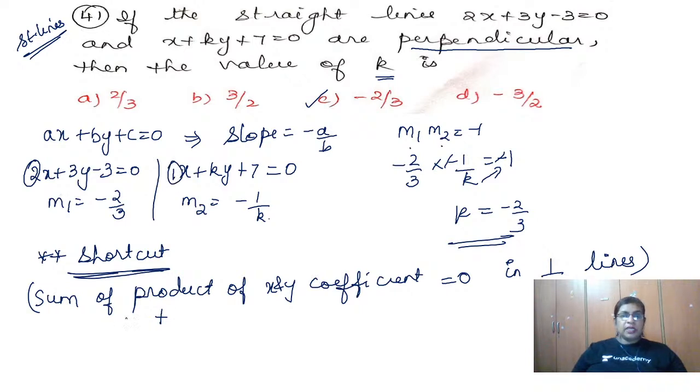So 2 into 1 is 2. Next, the coefficient of y, tell me, who is the coefficient of y? 3. And in the other line the coefficient of y is k. So plus 3k is equal to 0, that is 2 plus 3k is equal to 0. So what you got? 3k is equal to minus 2. So k is equal to minus 2 by 3. Yes, you can solve it within seconds. Isn't that simple? Okay, so we are going to the next question.